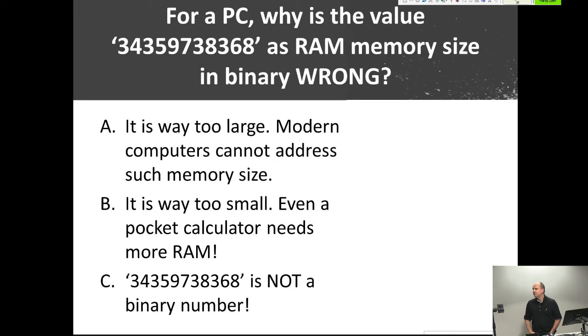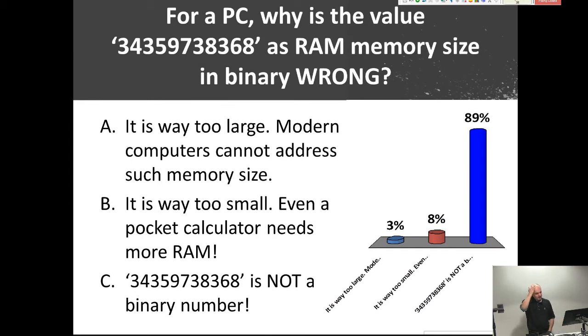Are there still people voting, or has everybody had their opportunity? Okay, so obviously the right answer is C. In the binary base, you only have 0 and 1. Any number which doesn't have only 0s and 1s is just not binary. So the person who submitted that, and there are a few who made that mistake, clearly didn't understand fully the concept of binary numbers.